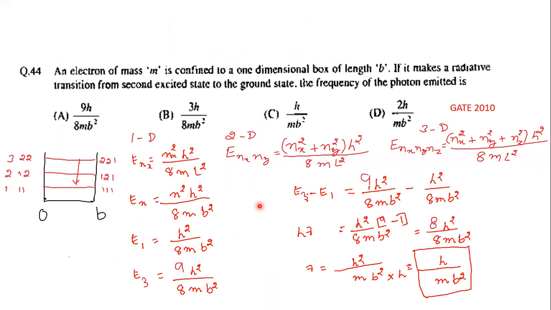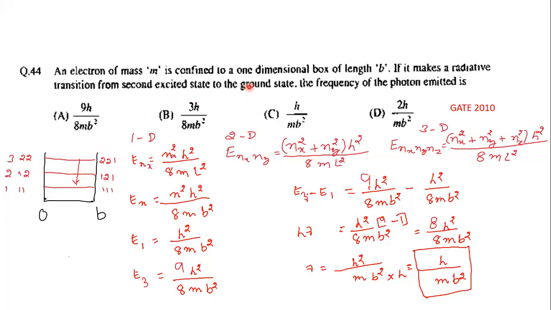Next question, which appeared in GATE 2010: an electron of mass m is confined to a one-dimensional box of length b. If it makes a radiative transition from the second excited state to the ground state, the frequency of the photon emitted is. So this is a 1D box, and here are the energy levels. This is the ground state energy level, this is the first excited state energy level, and this is the second excited state energy level. Now it is making the transition from the second excited state to the ground state.